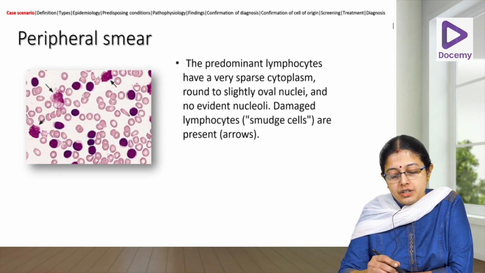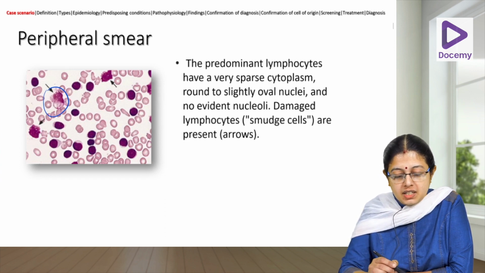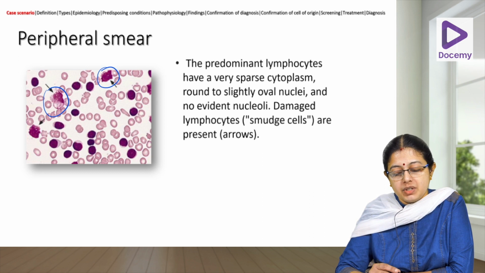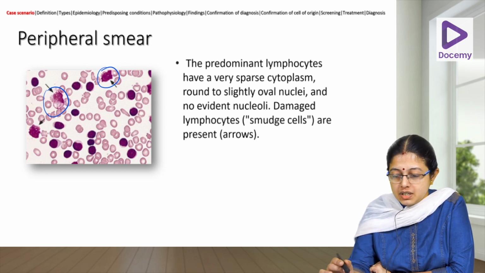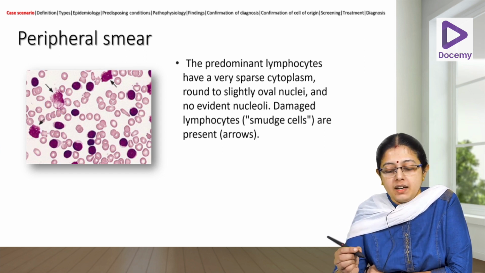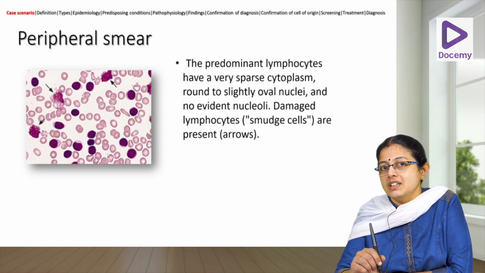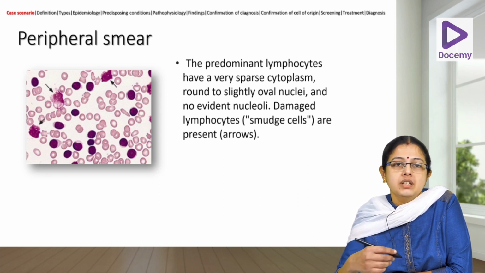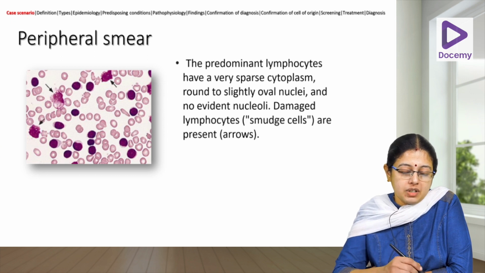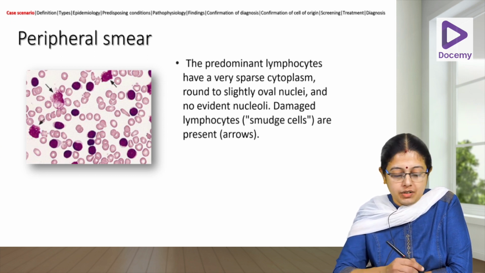The smear showed these are the smudge cells, and when you look at the lymphocytes, they are all similar to the size of the RBCs. They are small lymphocytes. This is how you saw this patient's smear. This patient probably could be having a chronic lymphocytic leukemia, and about the treatment, we will come to the scenario once more at the end of the presentation.